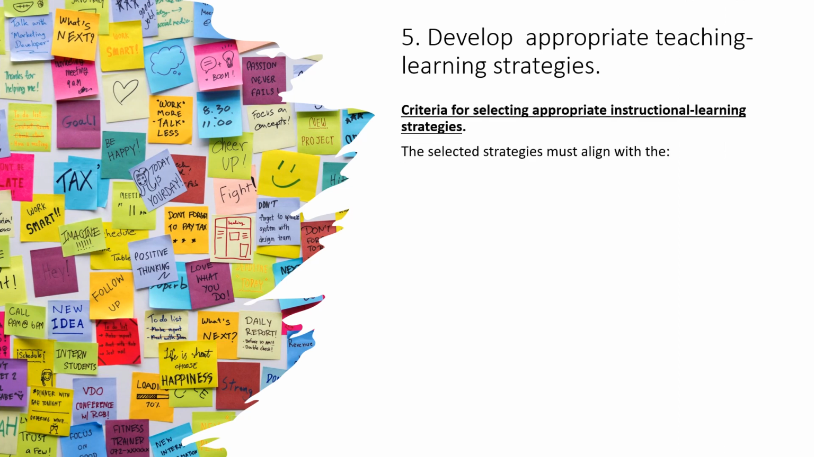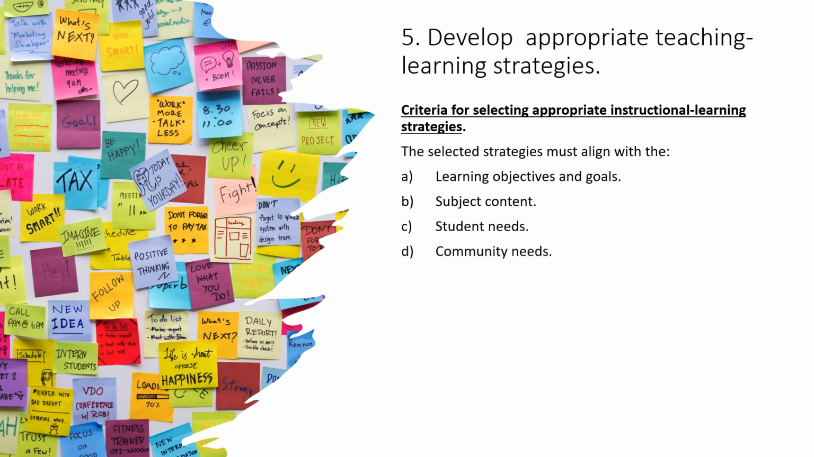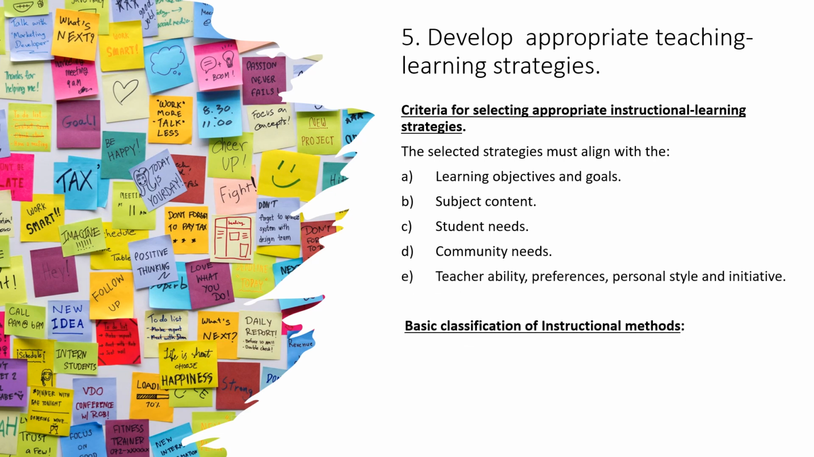Stage five is to develop appropriate teaching learning strategies. The criteria that we must remember while selecting appropriate instructional strategies is that the selected strategies must align with the learning goals and objectives, must align with the subject content, and must take into account the student needs, the community needs, the teacher's ability, her preferences, personal style, and initiative.